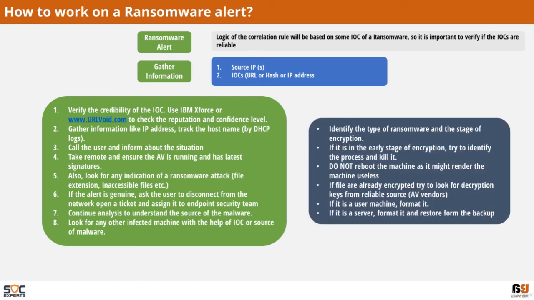Remediation would involve identifying the type of ransomware and the stage of encryption. If it is in the early stage of encryption, try to identify the process and kill it. Do not reboot the machine as it might render the machine useless. If the files are already encrypted, try to look for decryption keys from reliable sources, typically from antivirus vendor websites. If it is a user machine, format it. If it is a server, format it and restore from the backup.